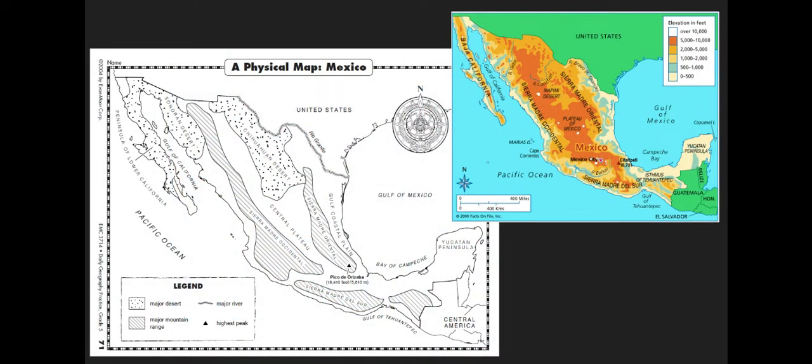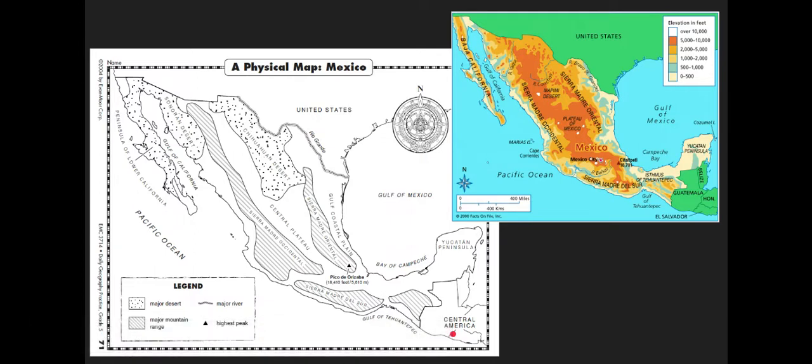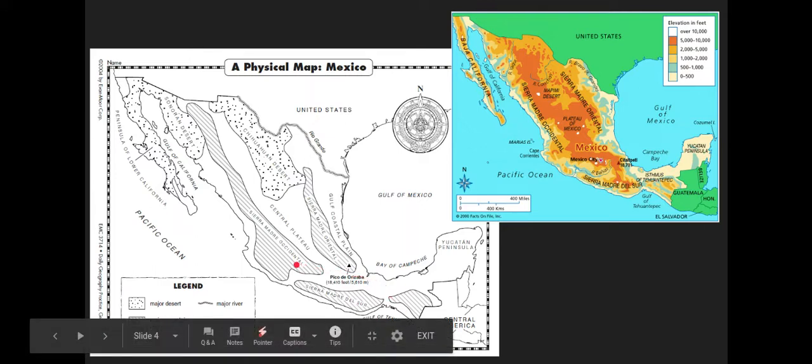So taking a look at your map this week, there's nothing for you to read. There's no words that are going to help you. It's more or less you taking a look at this legend and seeing if you can identify where their deserts are, the striped diagonal lines for the major mountain ranges, where the highest peak is located, as well as their major rivers.